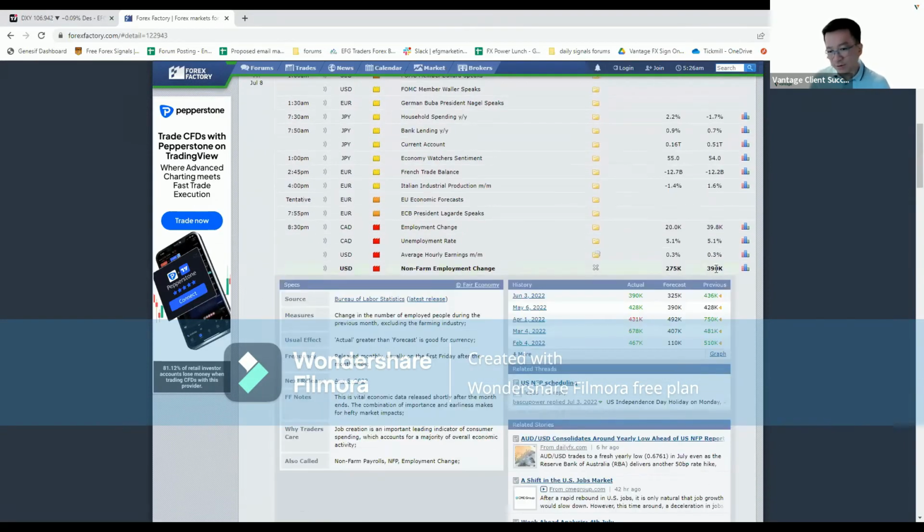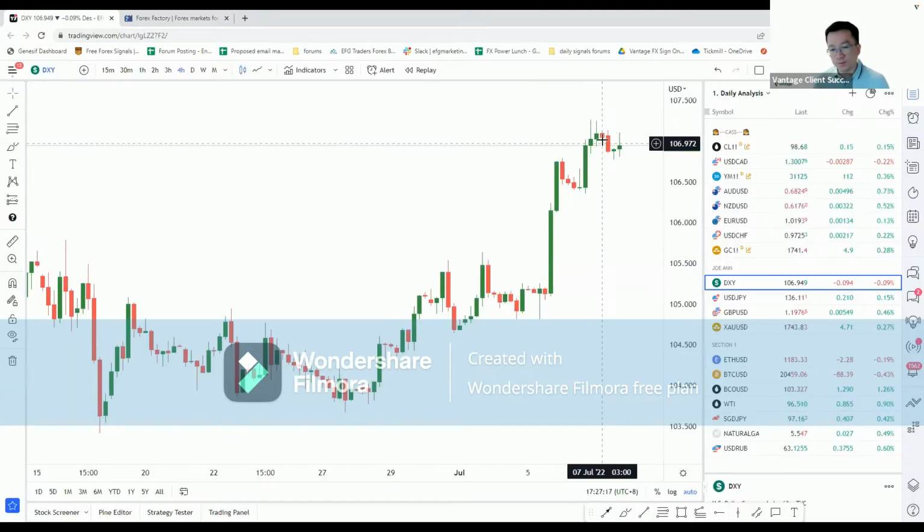Looks like a small drop from 390K to 275K. Small drop there, together with the average hourly earnings and the Canadian employment numbers. So if we do see a weaker than expected non-farm payroll data release, what we could see here is the dollar index pushing lower. It's at a historic high.